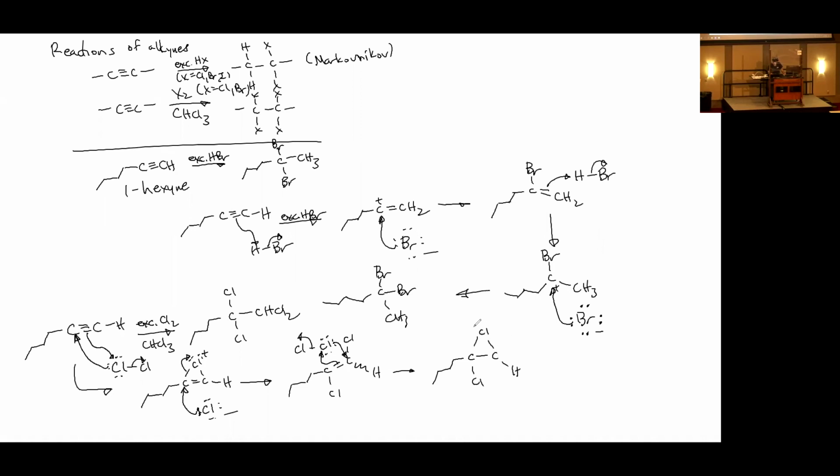Whoops. Wait a minute now. 1, 2, what am I missing? Why do I have only 3 bonds here? 1, 2, 3, 4. Oh, because the other chlorine is still there. Right, that makes sense. Yep, thank you. And so actually I think you'd get both stereoisomers there for the moment, but it's not going to matter.